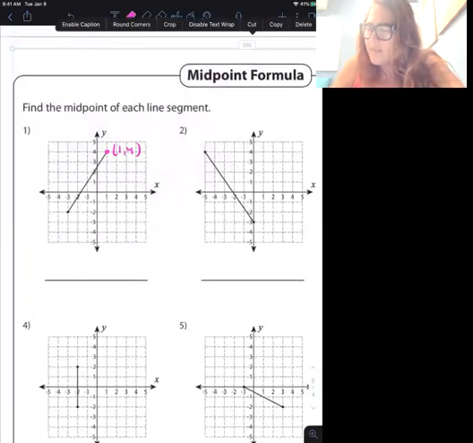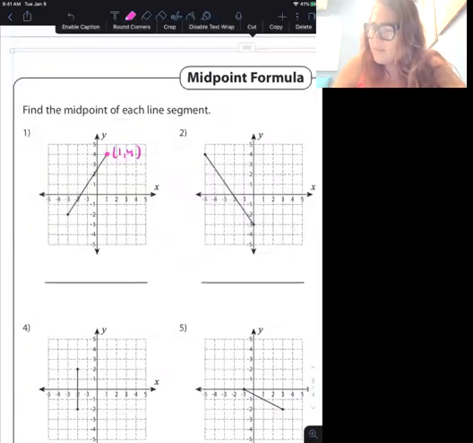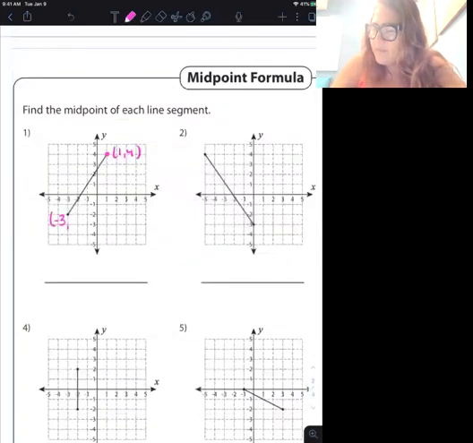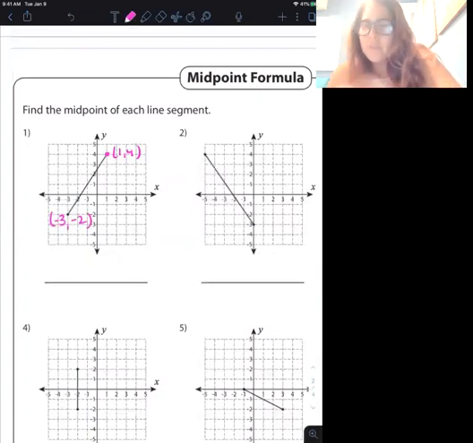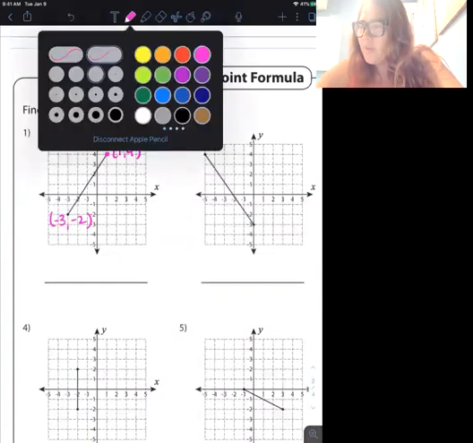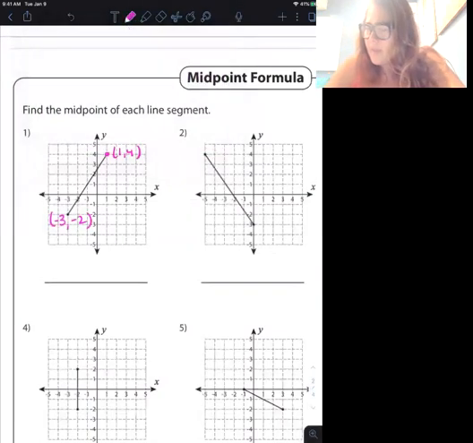Let's identify our second point. We went to the left, that's -3, and we're going down, so that's -2. So this is at -3, -2. And then once you have your points, you guys know how to do this. We just did the examples. You'll be able to go back, label them x1, y1, x2, y2, and then plug it into the midpoint formula.